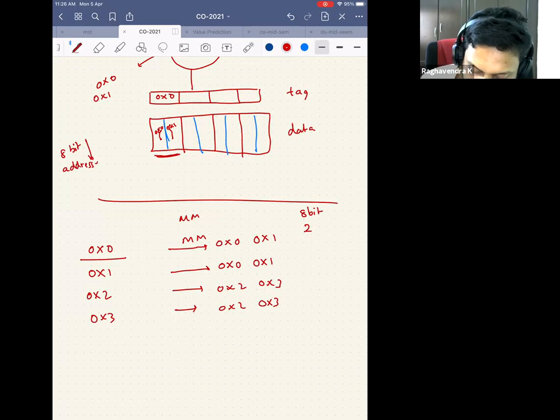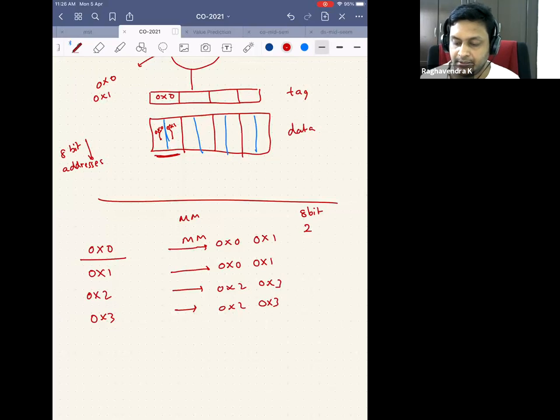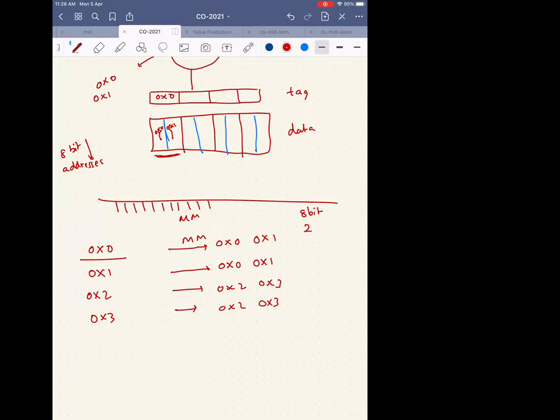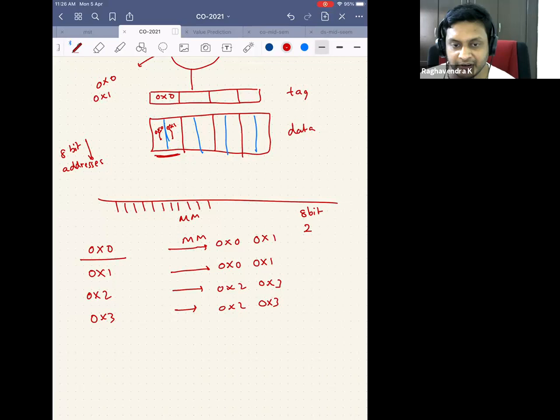Okay, let's say the CPU is generating 8-bit addresses. The bit length of the address is 8 bits. How many locations can there be in the main memory? How many bytes can be there in the main memory? 2 power 8. Yeah, but why are the others not saying anything about it? Are you following?